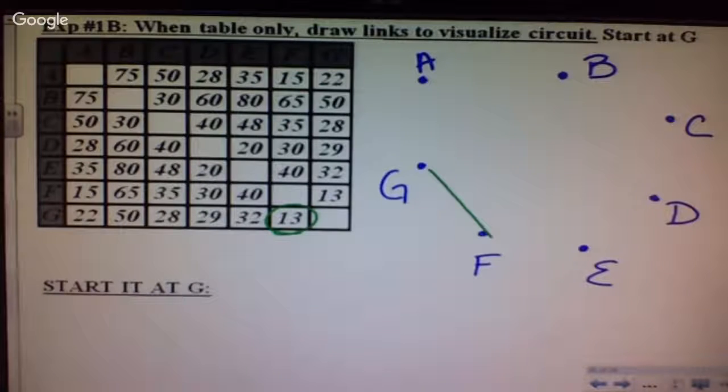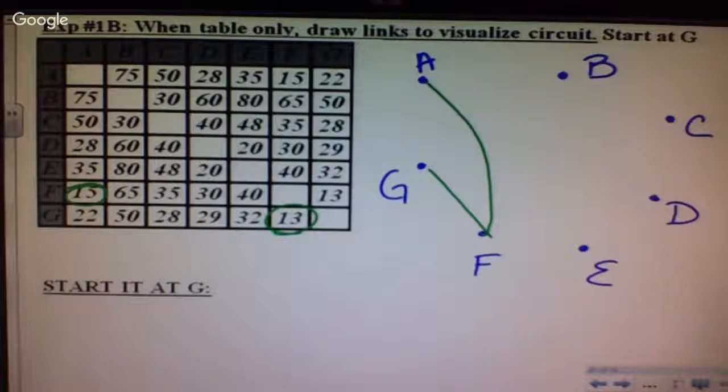What is my next smallest number in that chart? 15. What comes together at 15? F and A. So A connects to F. From your visualization, you should see I can't connect anything else to F. F is done. So we went 13, 15.